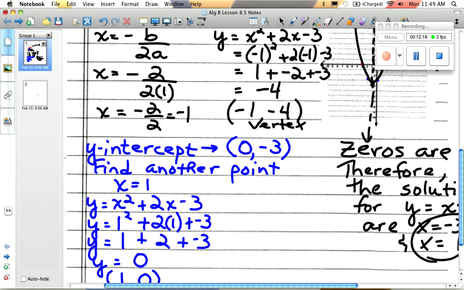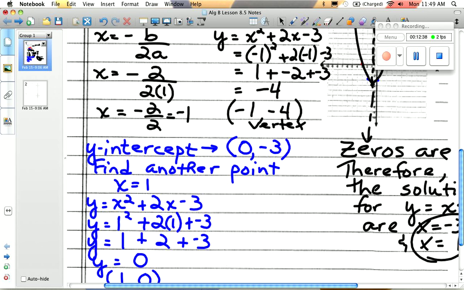So we have to be able to use the skills we just used back in the previous lessons in this chapter. Now when we're done graphing, we're not done graphing until we can see where it is going to cross the x-axis, because we need those x values to tell us what the solution is for this quadratic function.